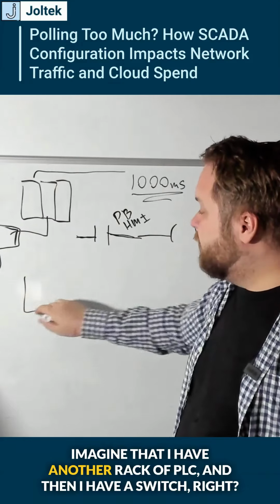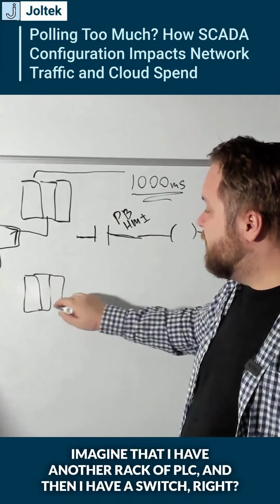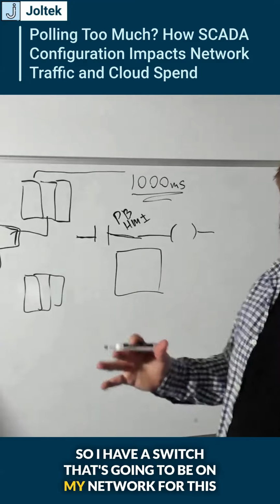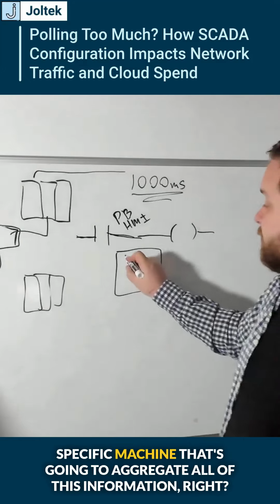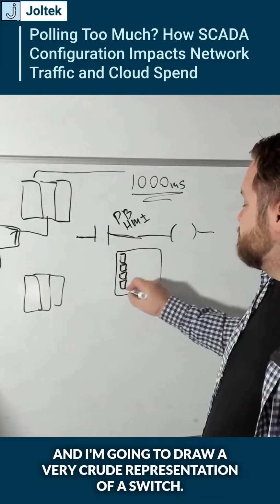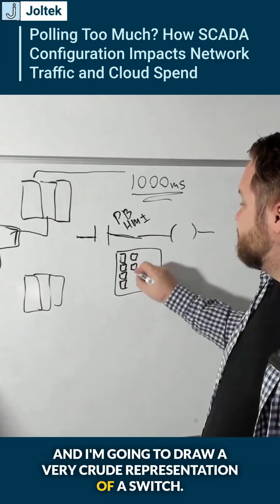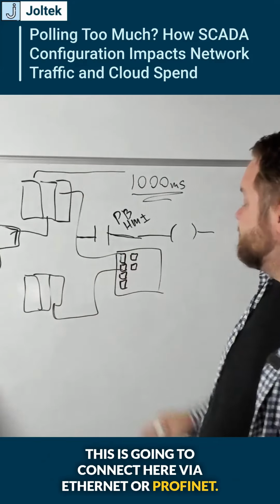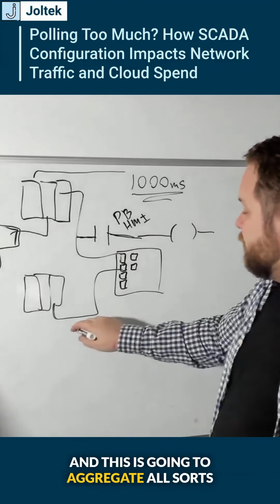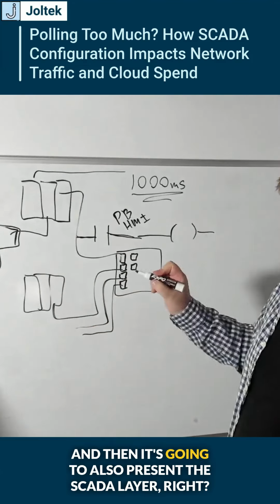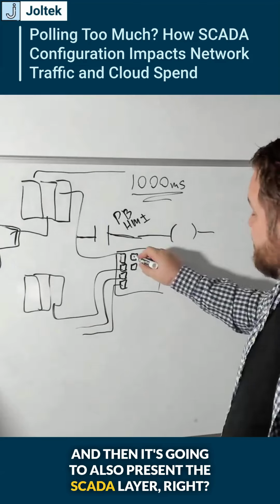Imagine that I have another rack of PLC, and then I have a switch, right? So I have a switch that's going to be on my network for this specific machine that's going to aggregate all of this information, right? And I'm going to draw a very crude representation of a switch. This is going to connect here via Ethernet or Profinet, and this is going to aggregate all sorts of different devices from your plant, and then it's going to also present a SCADA layer, right?